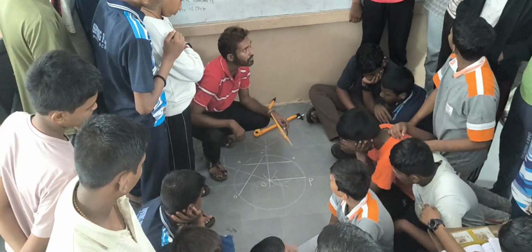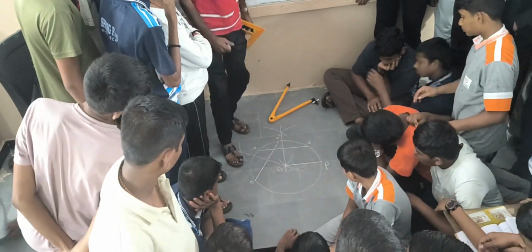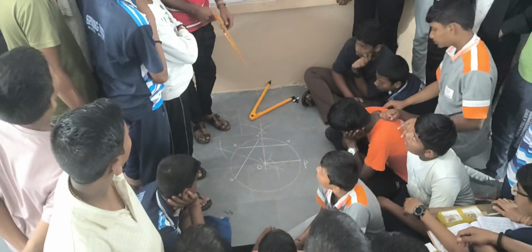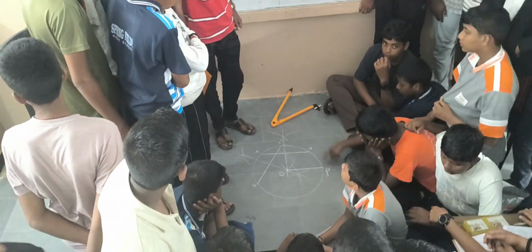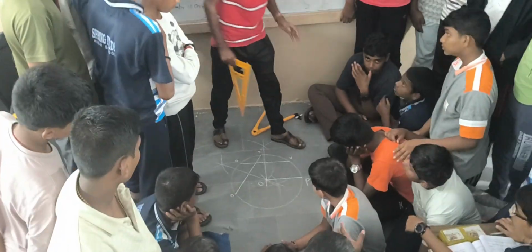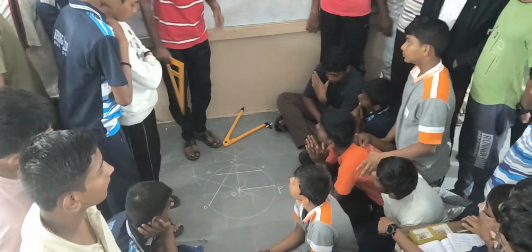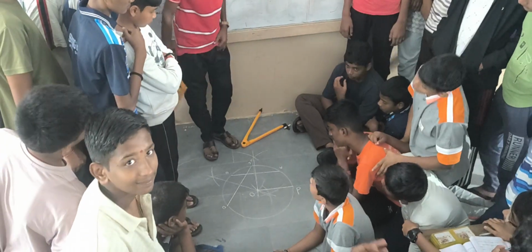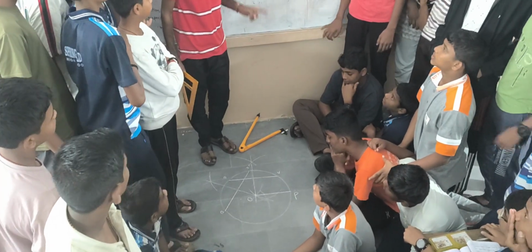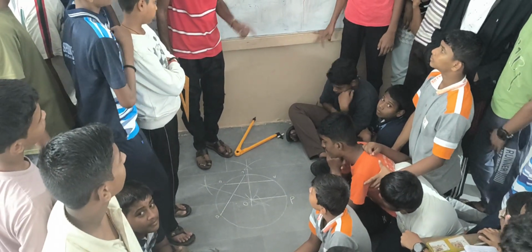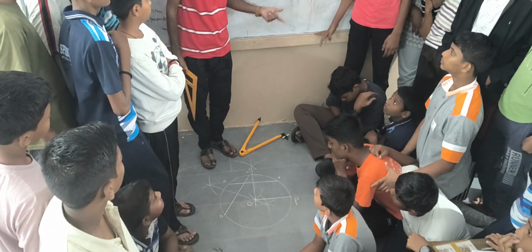So that's your O and P. Next, what we need to do? We need to construct a tangent, right? Yes. What is this OP? Radius. And according to the converse of tangent, theorem 9.1. Yes, sir.